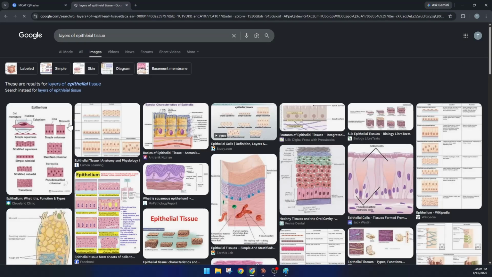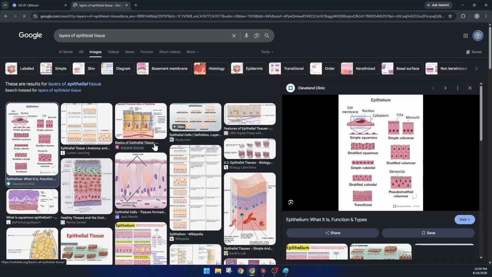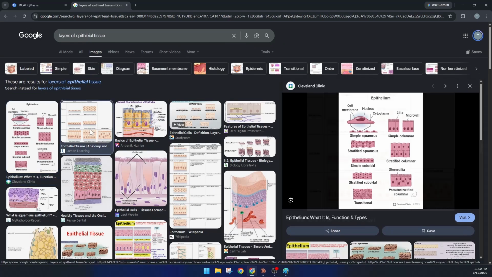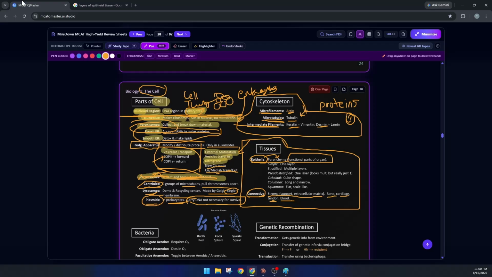So here are the different layers of epithelial tissue. So you can have, let's see if I can find an easier diagram here. So you can have simple, you can have stratified, and then you can also have pseudostratified. And then as for the shapes, you can have squamous, cuboidal, or columnar. Columnar, remember, is just really tall, kind of. Cuboidal is obviously like a cube, and squamous is kind of like flat.